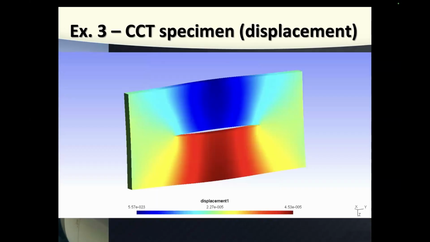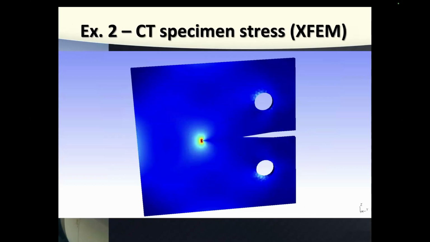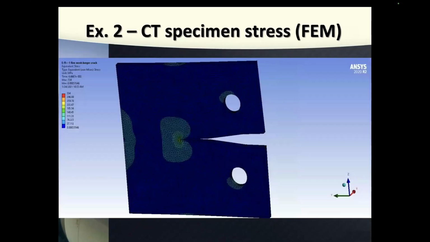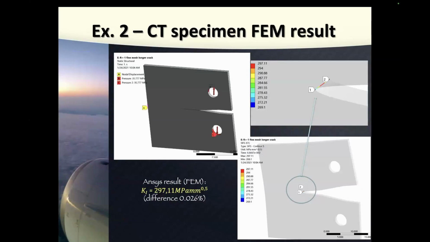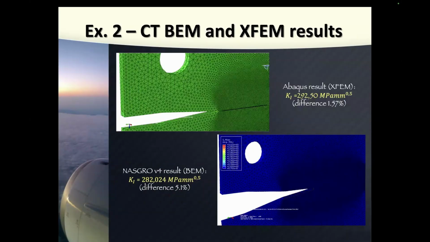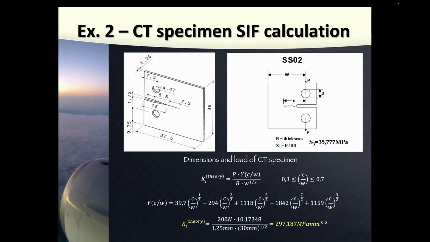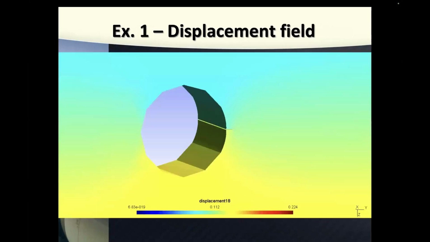Talk about most accurate. Are you comparing it to the analytical? Yes, analytical. Because check this, ANSYS 297, you can see it clearly here, 297. And analytical solution, 297.187. So the most accurate answer.